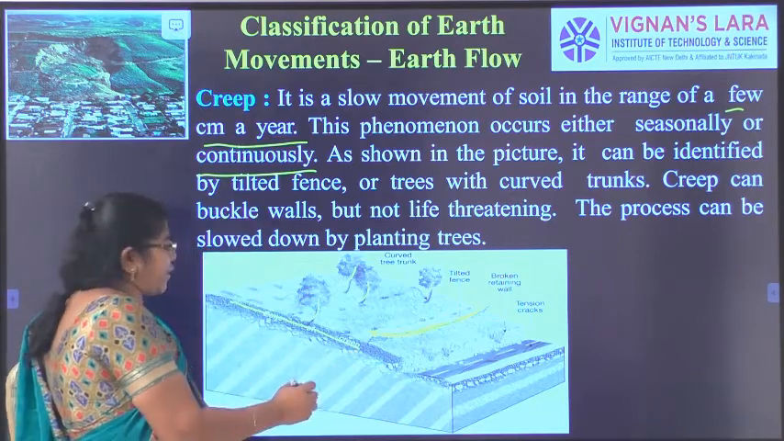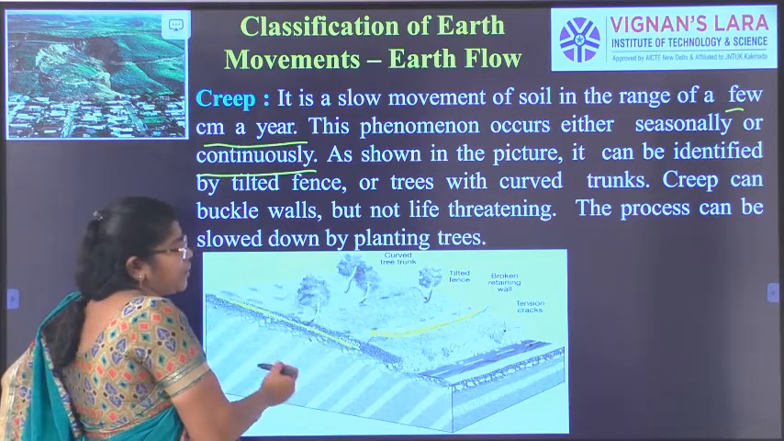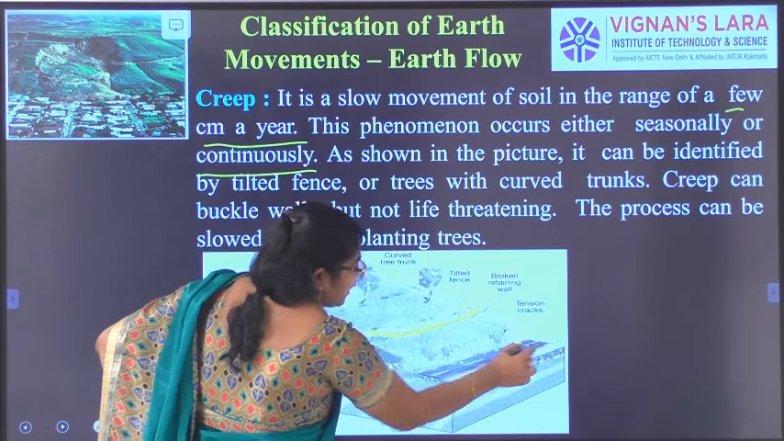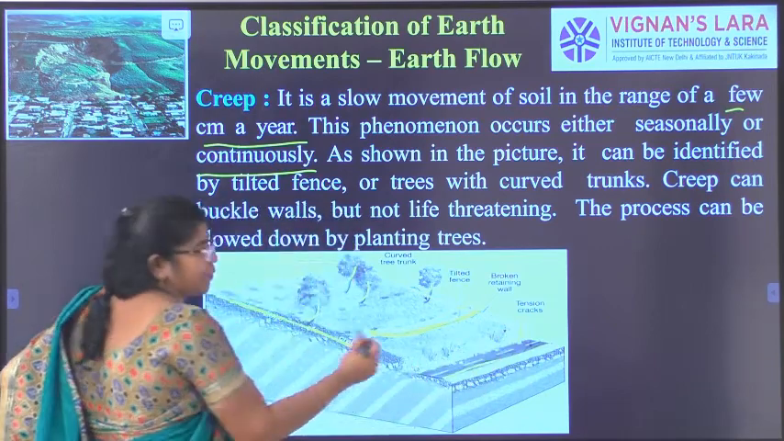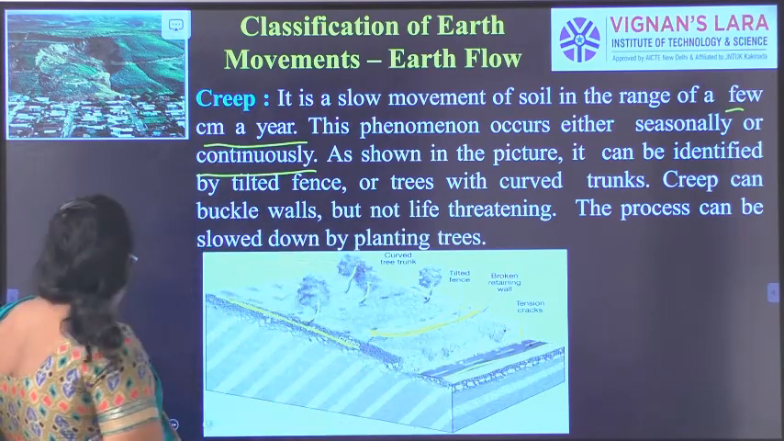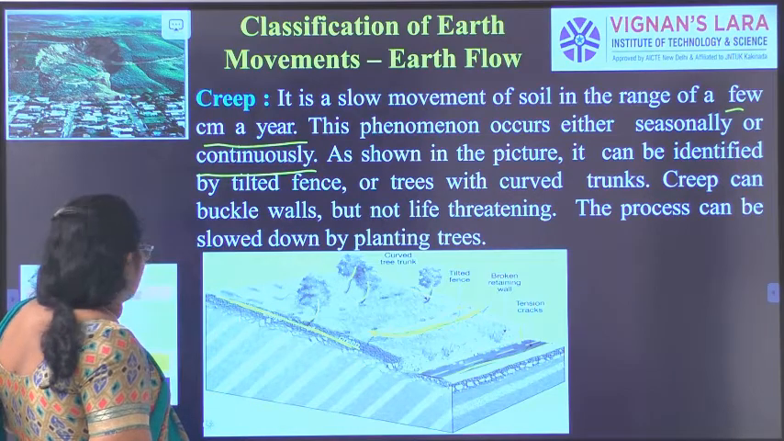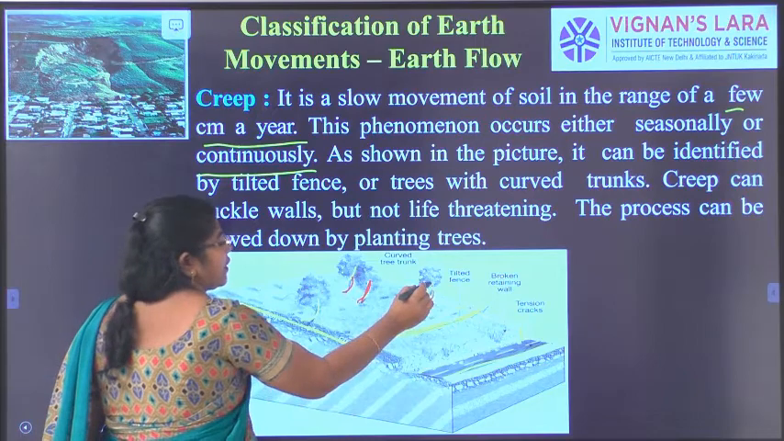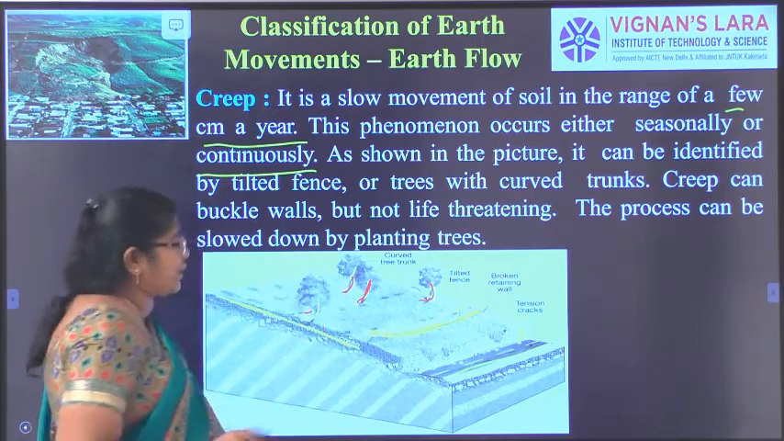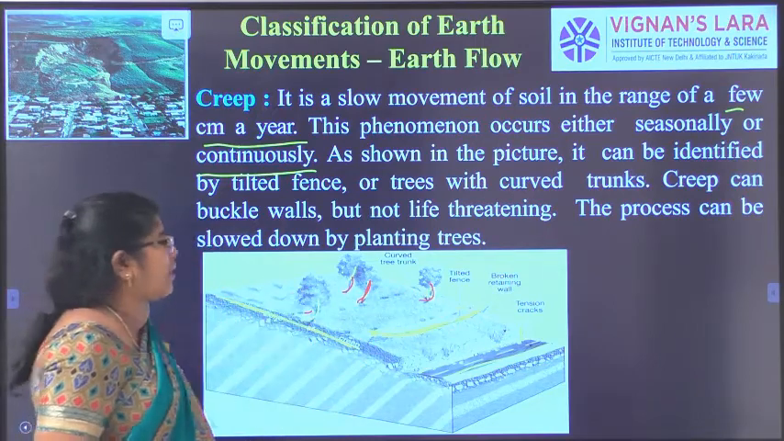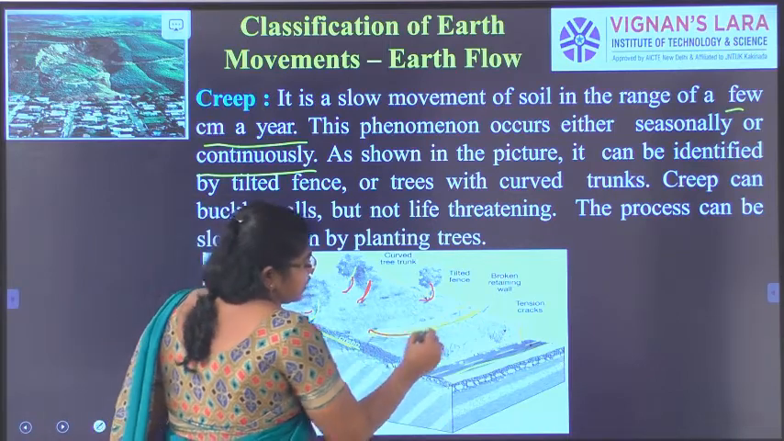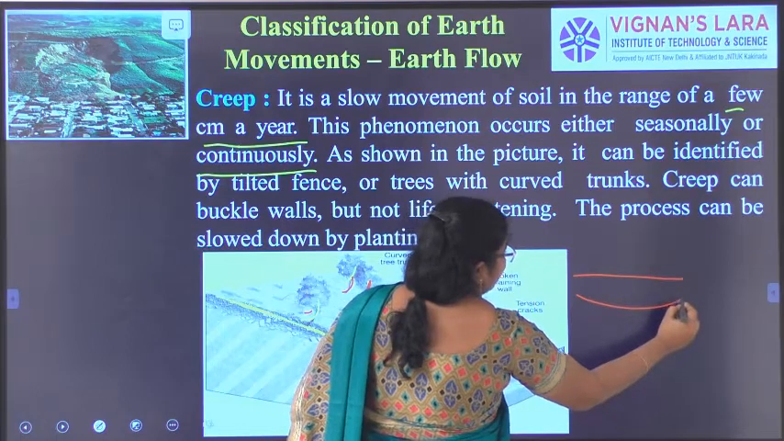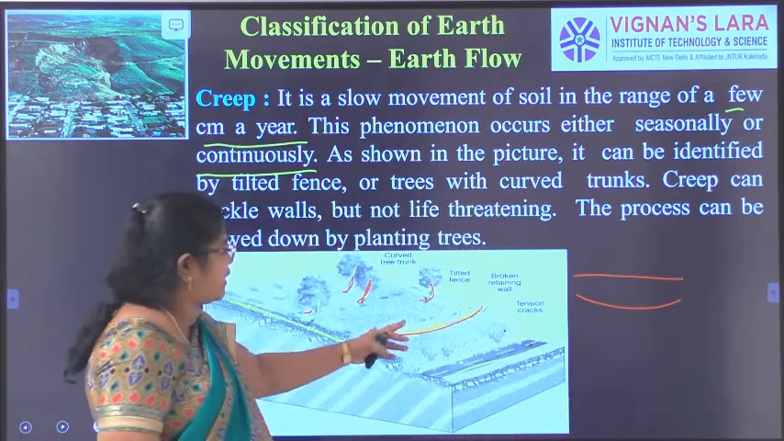This is a type of earth flow. This is the zone of creep. So you can see this is the mountain. Okay, there is a retaining wall. Here there is a road going, right? So what happens here? There are curved trees, the branches are curved. So this will determine that creep is occurring in the soil, or a tilted fence. The fence should be like this, but the fence will be like this in the curved portion. So that is called a tilted fence.